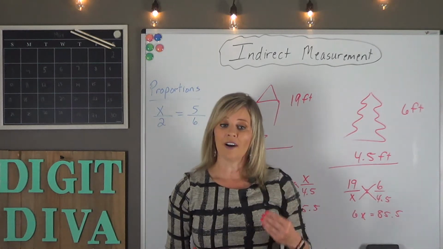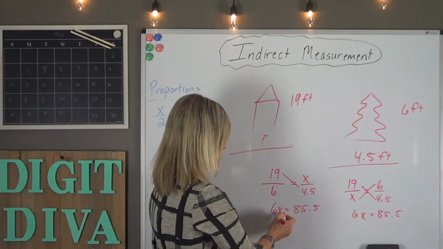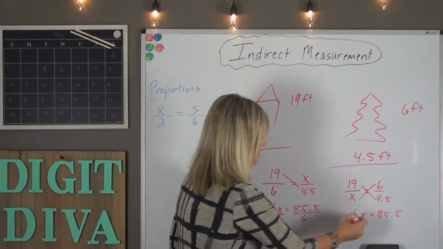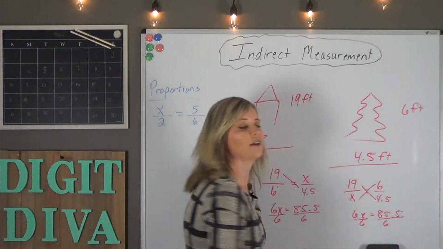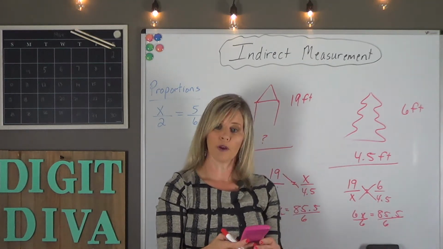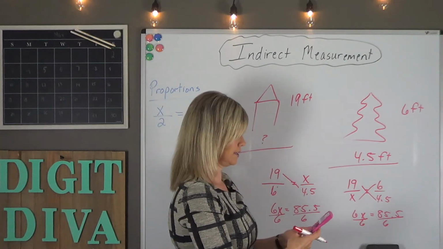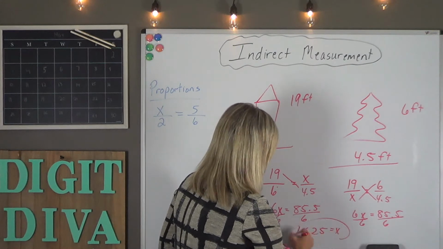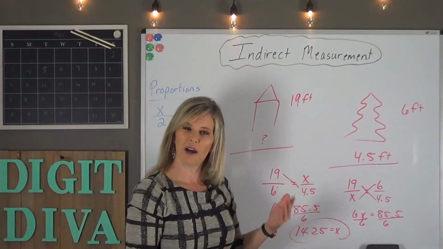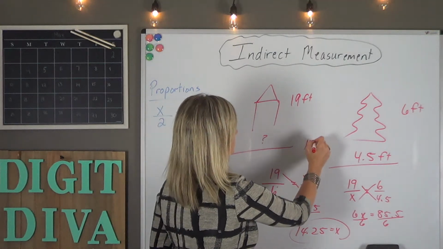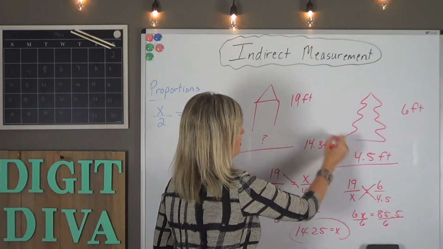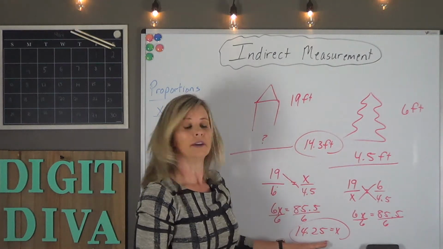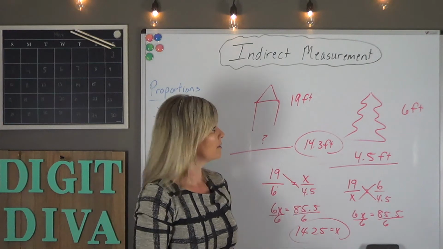Again, you divide by the coefficient, whatever's in front of x. So 85.5 divided by 6 would give us 14.25. So the shadow of the house is about 14.3 feet if I round to the tenth place. The 5 makes the 2 bump up a number.